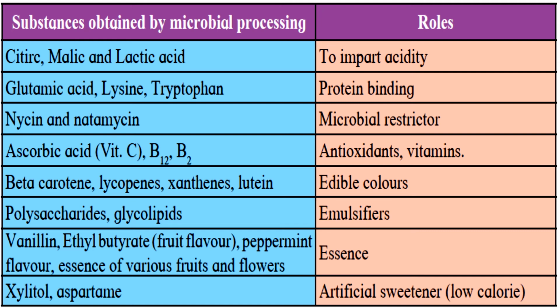Vanillin, ethyl butyrate, that is fruit flavor, peppermint flavor, essence of various fruits and flowers. The role is essence, means smell dena. Xylitol, aspartame, that is artificial sweeteners that you get. लोग बोलते हैं ना शुगर फ्री डाल के चाय पीते हैं, शुगर फ्री डाल के मीठा बनाते हैं. Those are obtained from the microbial processing using xylitol and aspartame. Okay.